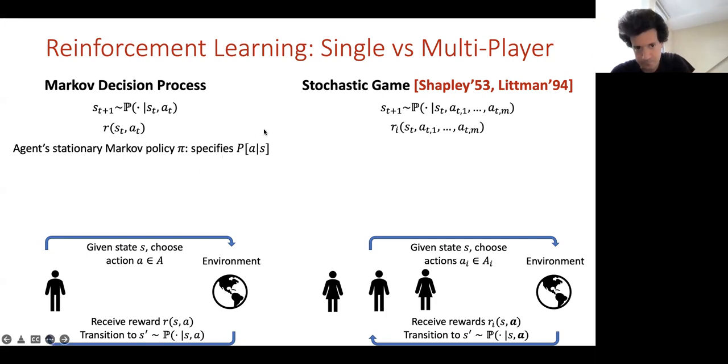And again, when I write the policy the way I write it here, it's obvious that it's Markov and stationary, because there's no subscript T, and the conditioning only has state S, okay?